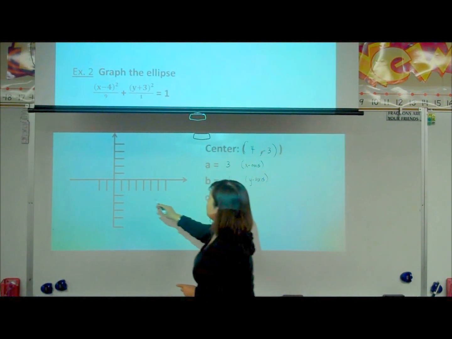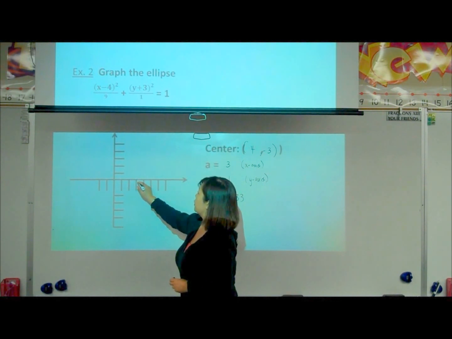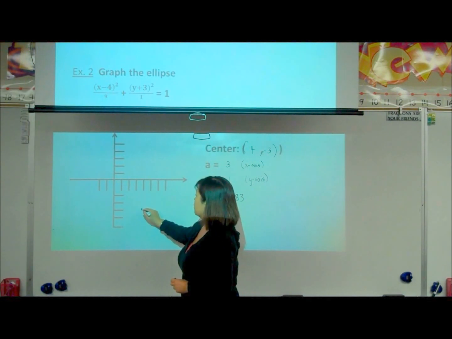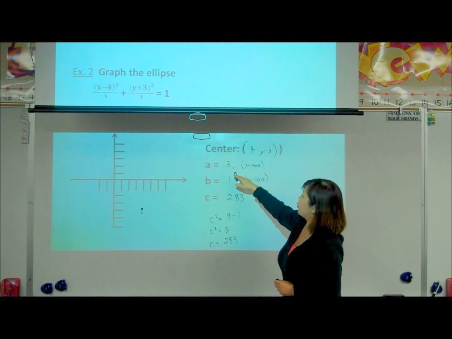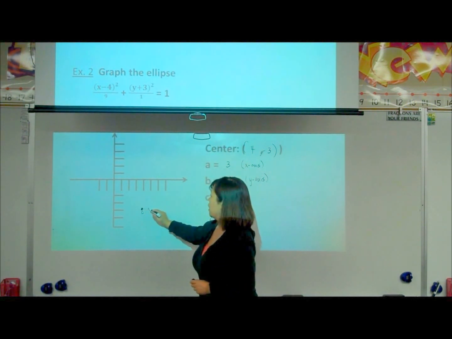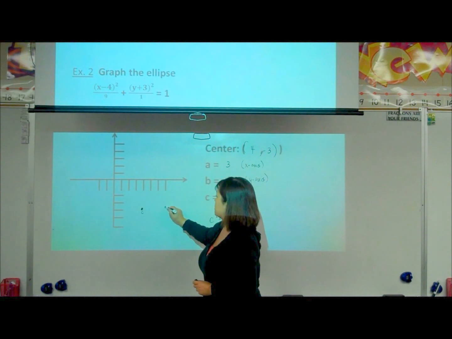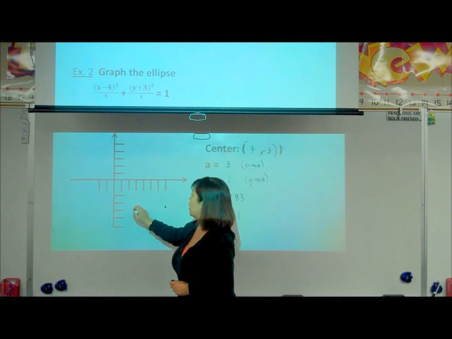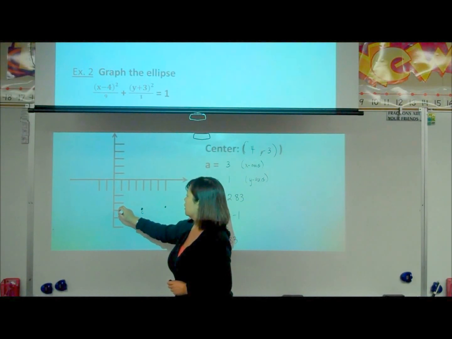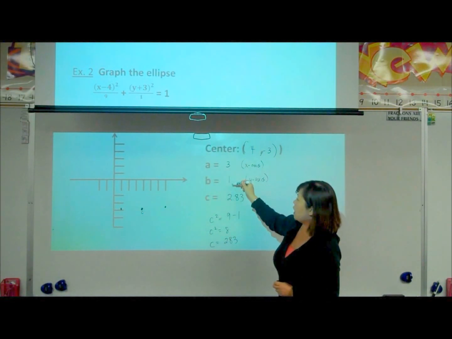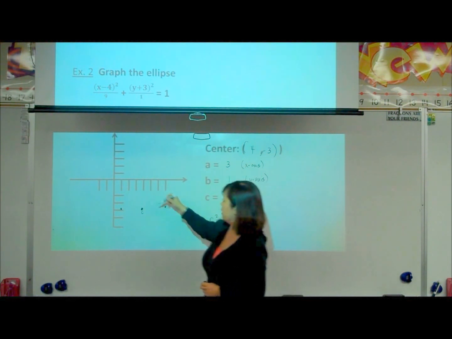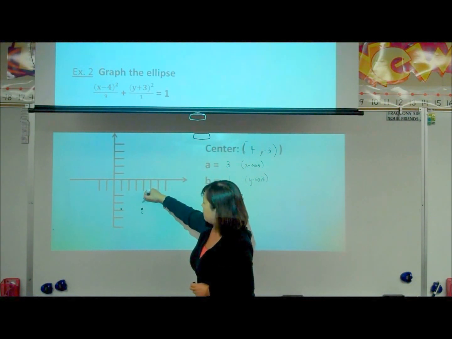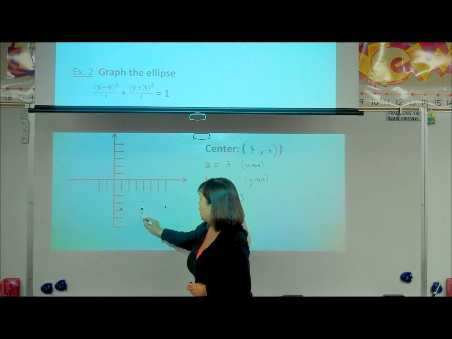So at 4, negative 3. So here we go. 1, 2, 3, 4. Negative 3, 1, 2, 3. So here's my center right there. So put a C for center. And I'm going to go 3 on the x-axis. So 1, 2, 3 on the x-axis on the right-hand side. And then going the opposite direction on the left. So that's 1, 2, 3 on the left right there. And we're going up 1 and down 1. So from the center again, up 1 and down 1 right there.